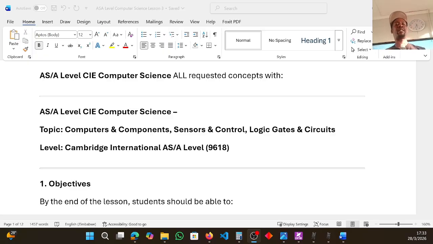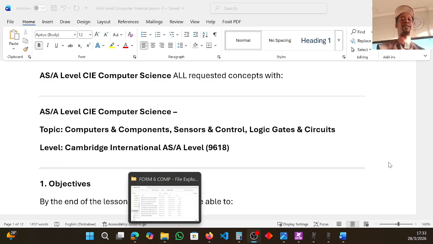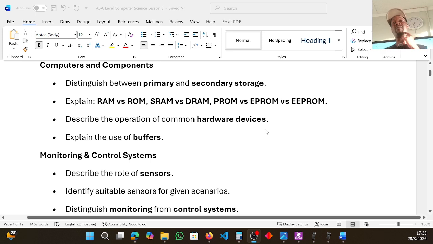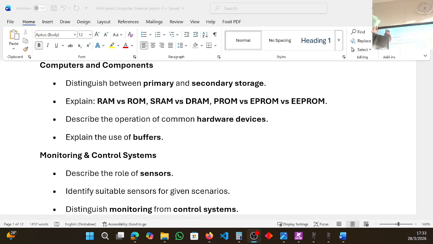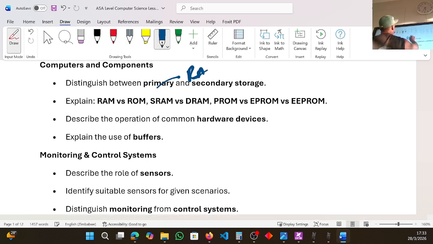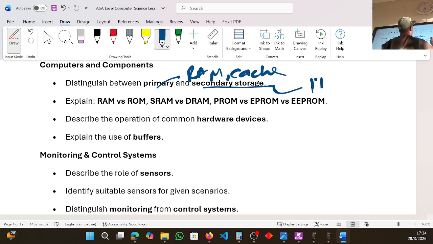Right, there we are. We have the computer and its components, sensors and control, logic gates and circuits. Our main objective in this series is to be able to distinguish between primary and secondary storage. When we talk of primary storage, here we are interested in memory such as RAM and cache. And when we talk of secondary, here we are interested in storage drives such as HDD, hard disk drive, or solid state drive.